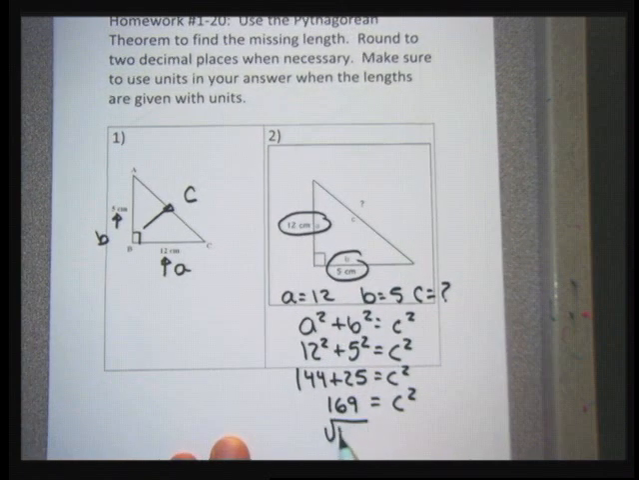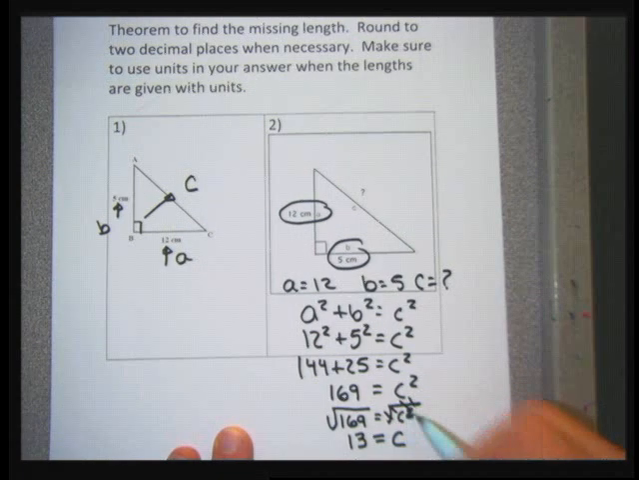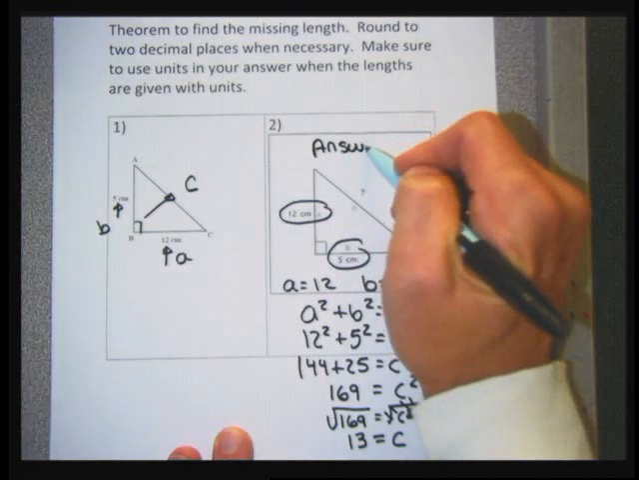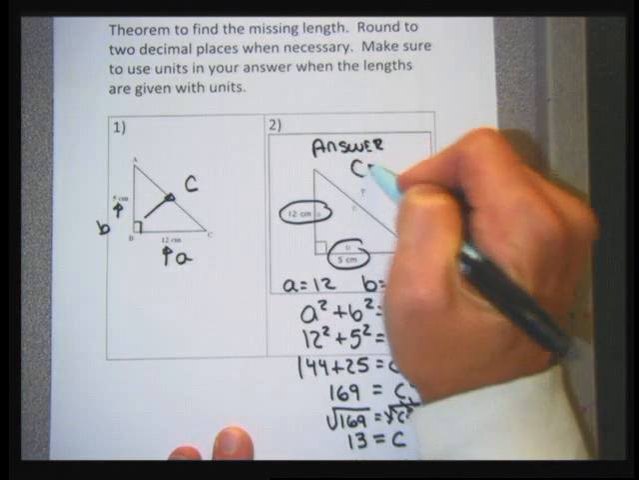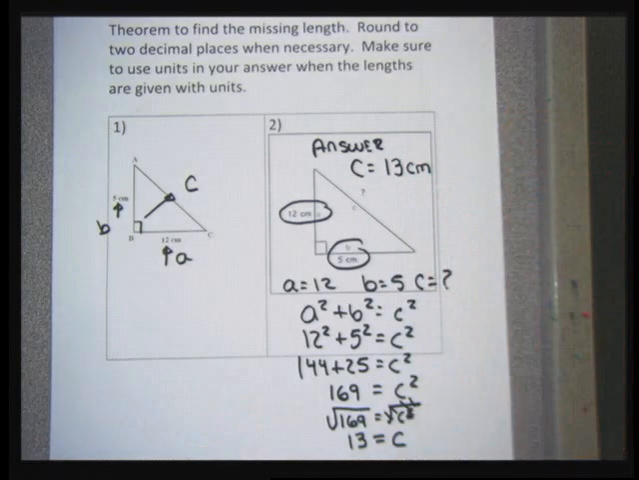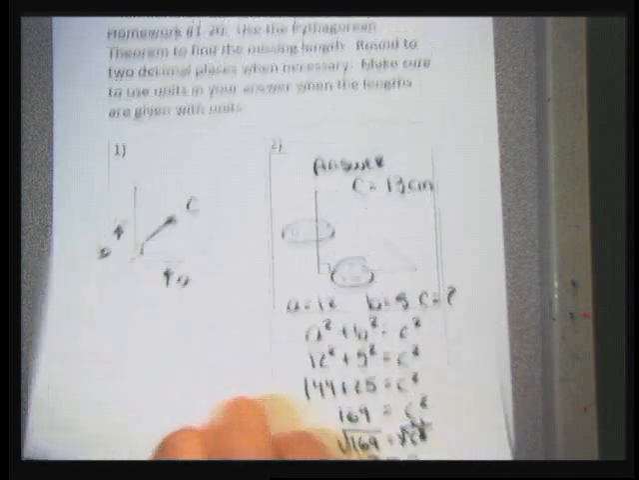Then I'm going to square root. Square root of 169 is going to be the square root of C squared. Use your calculator. If you don't know, the square root of 169 is 13. On the right side, the squared gets canceled out by the square root symbol, and you're left with C. So my answer for number 2, the missing side, I'm going to call it C, is 13, and I need units. The sides of this triangle are in centimeters, so I'm going to say it's 13 centimeters. You get the same answer for number 1, because it's essentially the same triangle.